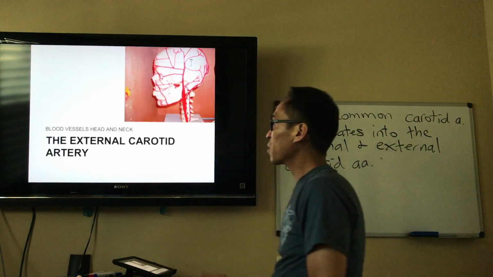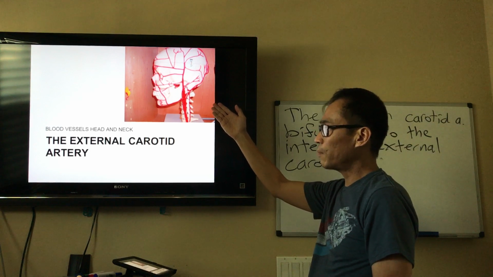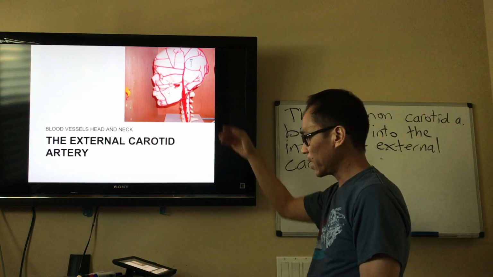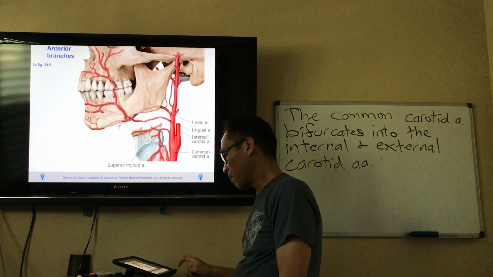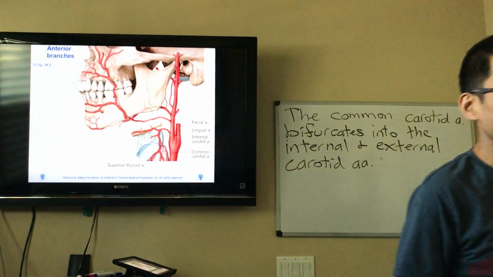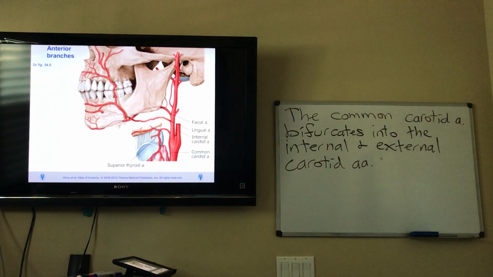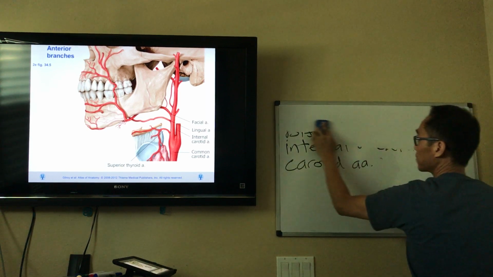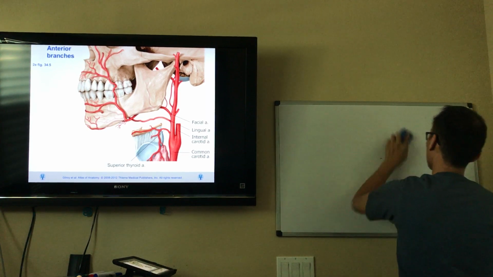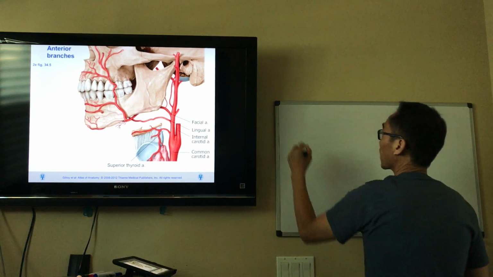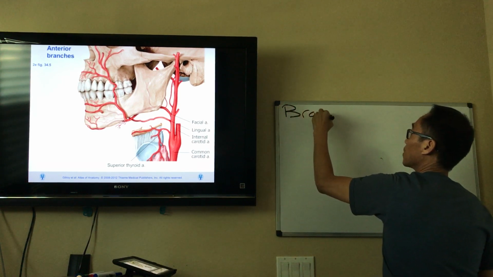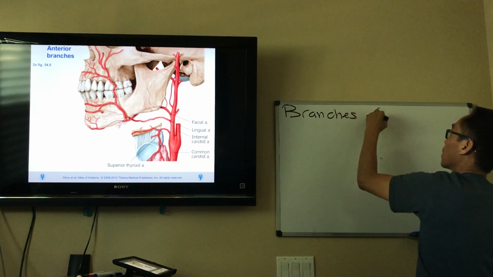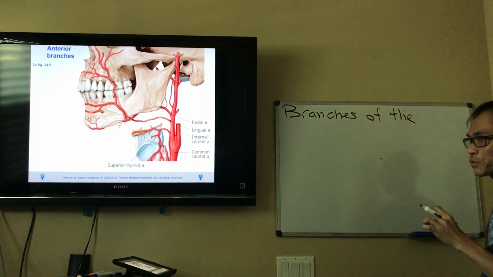Here's a picture of a model we have in the lab that models some of the branches of the external carotid I'd like you to know. I'll use the pictures from the atlas shown here to show you some of the branches of the external carotid that are on your study guide. Clear the board again. Branches of the external carotid artery.